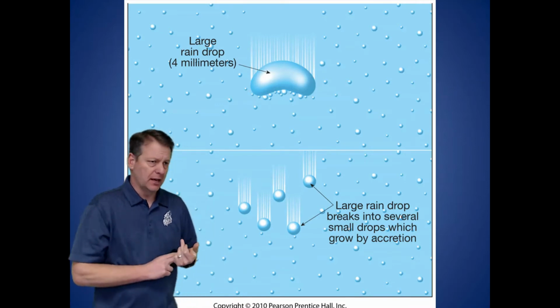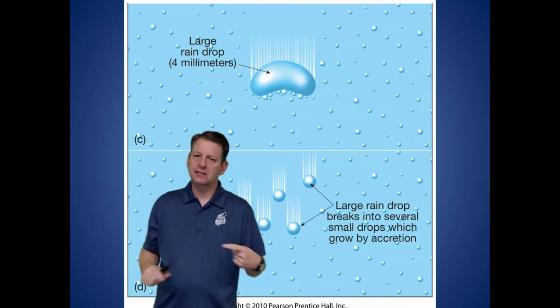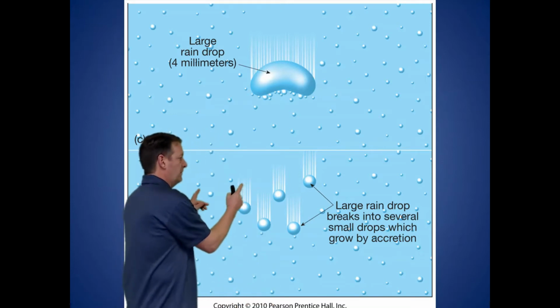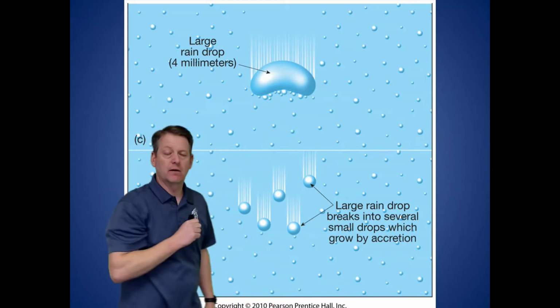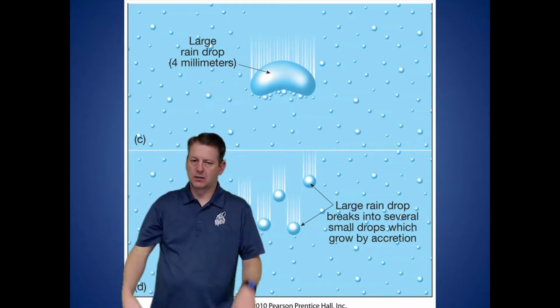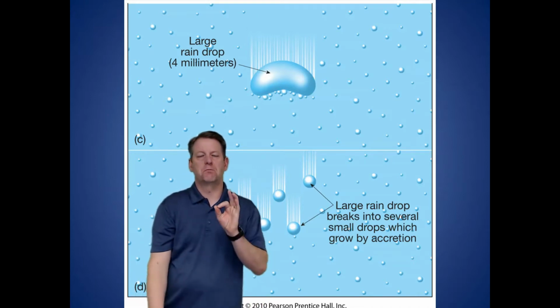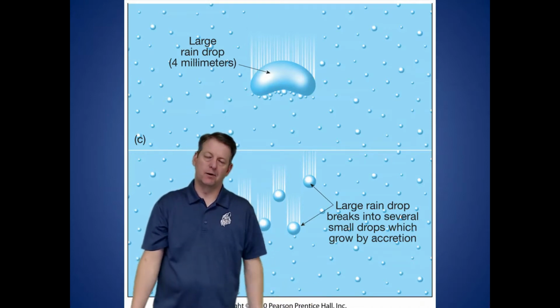Now, if you do get hit by a raindrop, you might think it's a lot bigger than that. Chances are it formed this great big raindrop right before it hit you, and it didn't have enough time to break into little ones. So those bigger drops have not fallen very far. They just barely formed as you got bombarded by it.